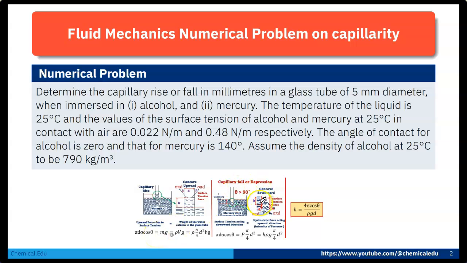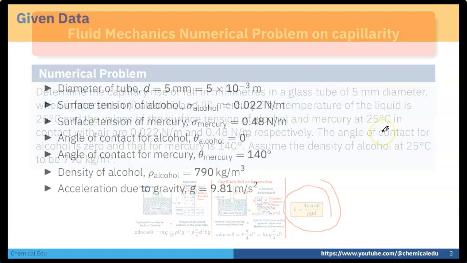For capillary fall, we can balance the force. So the surface tension acting in the downward direction is equal to the hydrostatic force acting in the upward direction, that is the intensity of the pressure. From that formula, we can also get the same formula, that is H is equal to 4 sigma cos theta by rho g d. Based on this formula, we can easily calculate the capillary rise and capillary fall.